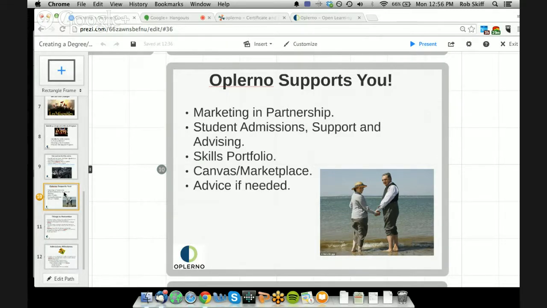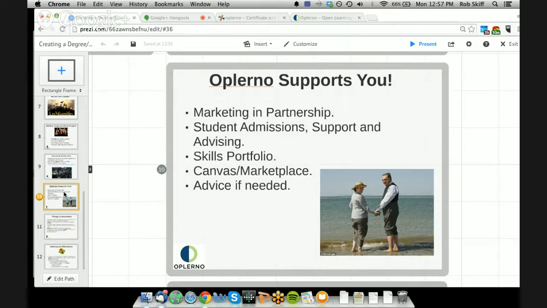We're not a traditional institution where we're going to be putting billboards on the sides of buses in a particular area and say, you know, come to Oplerno. This is a global institution. And so we're working on developing some tools that will allow faculty and allow us to use different social media, Google AdWords, a bunch of other things to contact interested parties in particular disciplines. But that's going to be work that both you and Oplerno are going to do together.